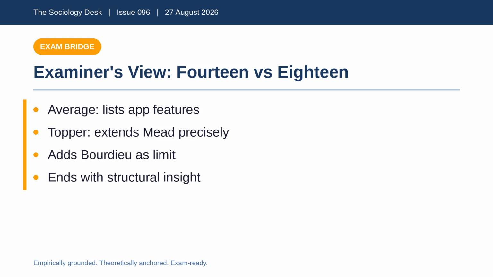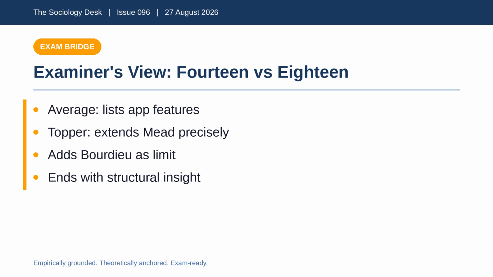A 14-mark answer on this theme usually spends its words listing features of social media, algorithms, likes, followers, without ever precisely extending a named concept. An 18 or 19-mark answer does three things across its 250 words. First, it states Mead's generalized other correctly and then explicitly extends it to the algorithmic audience, in the candidate's own words, not just naming Mead and moving on.